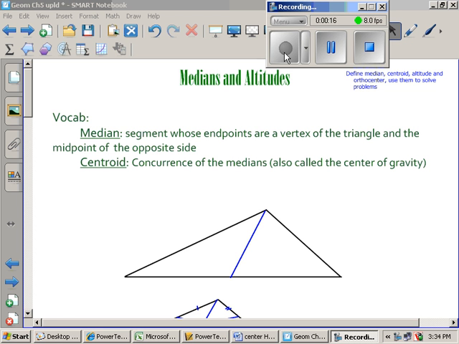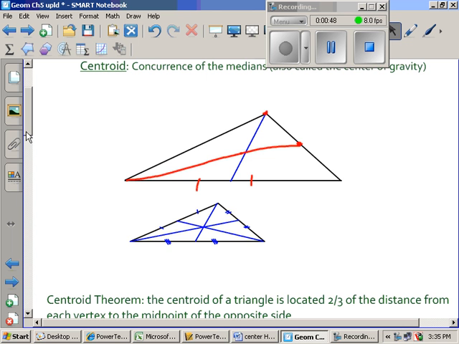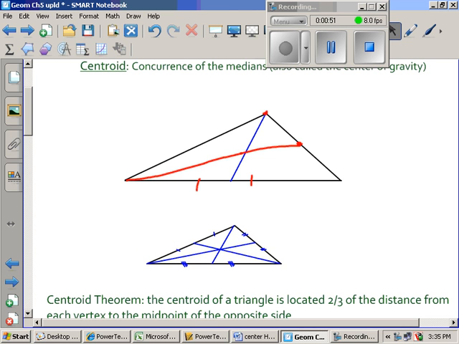A median is a segment that you draw from the vertex of the triangle to the midpoint of the opposite side. So if the midpoint of this side over here was right there, which you'd want to construct, but let's just say it is, then I would draw a median from here to there. And the place where they cross, we call that the centroid. Here's a picture of a centroid.